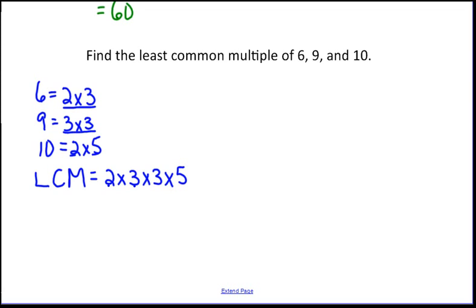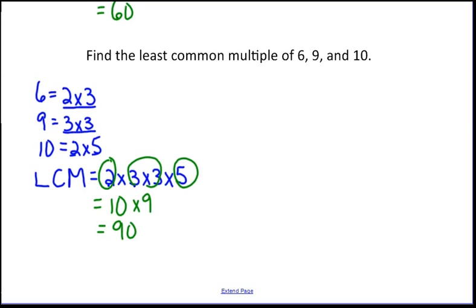Now it is a matter of multiplying those numbers out, and I'm going to choose the easiest way I can. Again, I see that I've got 10 with 2 times 5, so I will do that first. 3 times 3 is 9, so I have 90 as my least common multiple.